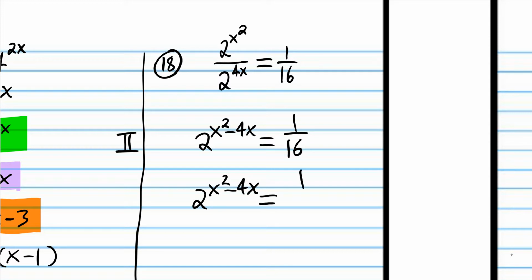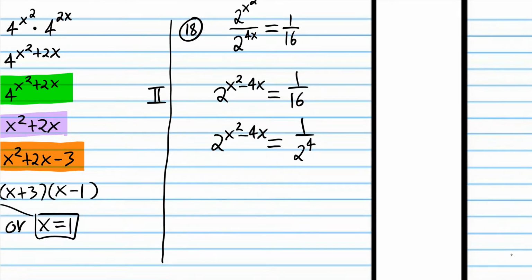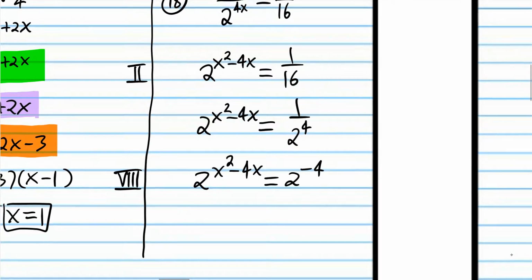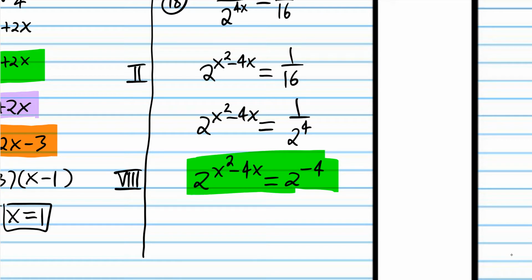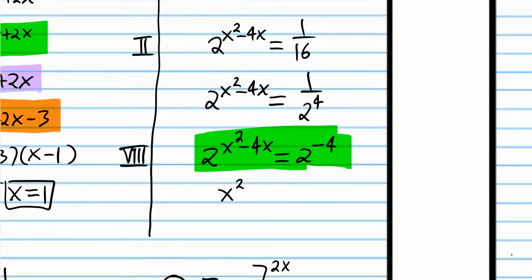And now we're going to change 16 to 2 to the 4th power. And then we're going to use rule number 8 to bring that up to 2 to the negative 4th power. And you can see where I'm going here. We're at the critical step. The bases are the same. So now we have x squared minus 4x is equal to negative 4.